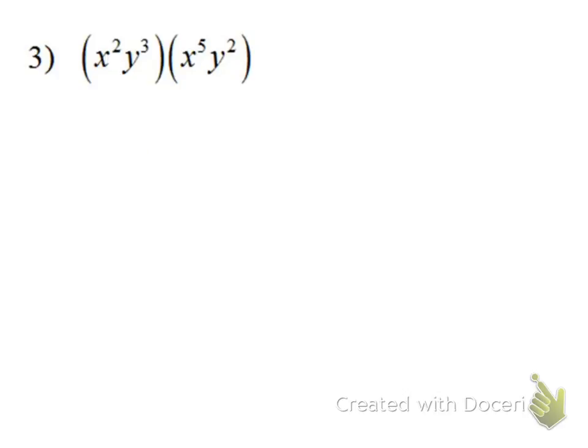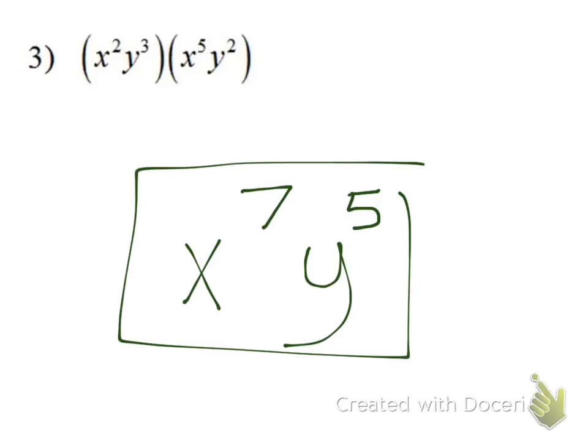Here we have x squared y to the 3rd times x to the 5th y to the 2nd. I'm going to have x as my answer. I'm going to have y as my answer. X to the what? 7th power. Y to the 5th power. Very good. All you're doing is adding those exponents. You have a total of 7 x's being multiplied together. That's x to the 7th. You have a total of 5 y's being multiplied together. That's y to the 5th. Questions?